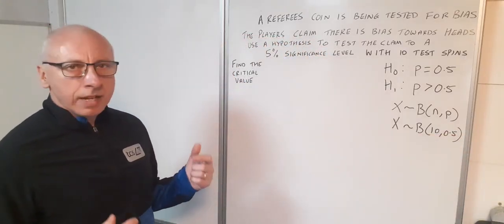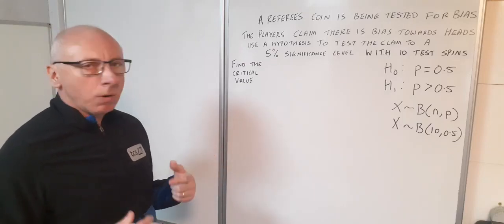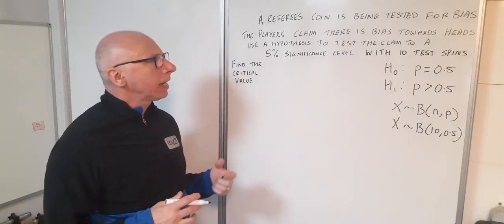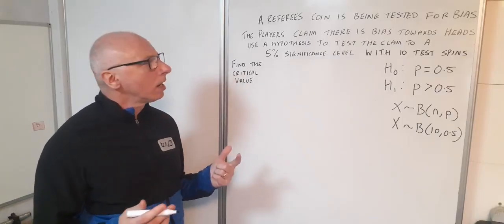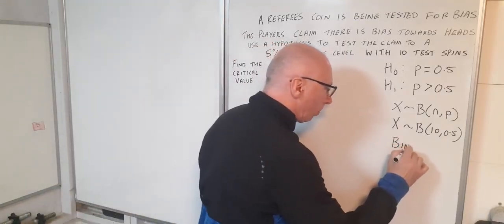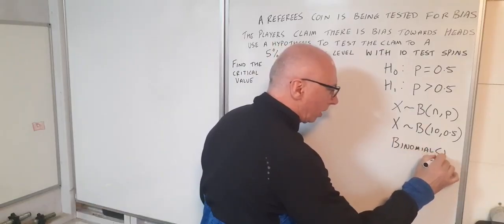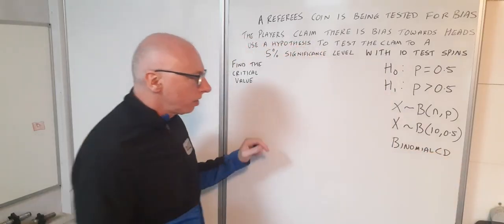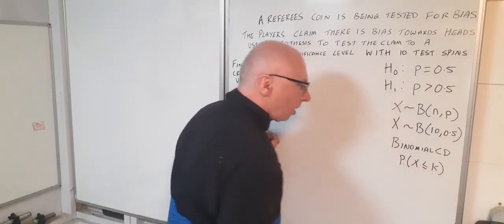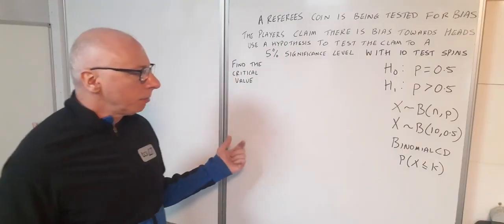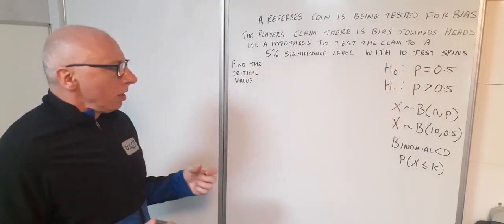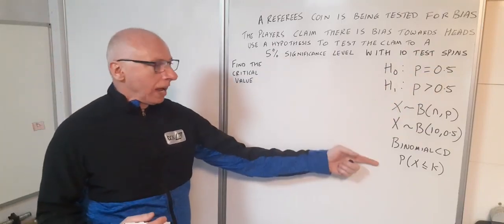So the next thing we need to work out is how we're actually going to calculate that test. If we want to work out how many heads are going to turn up on the spins, what we need is a cumulative distribution. So on our calculators, we need the binomial CD function. And that will give us the probability X is less than or equal to some integer k. Now k can be from 0 to 10, as there are going to be 10 test spins. So that's our setup for how we're going to calculate.